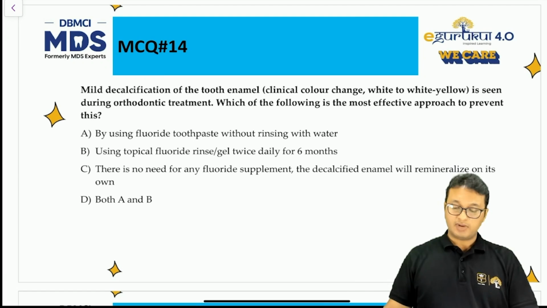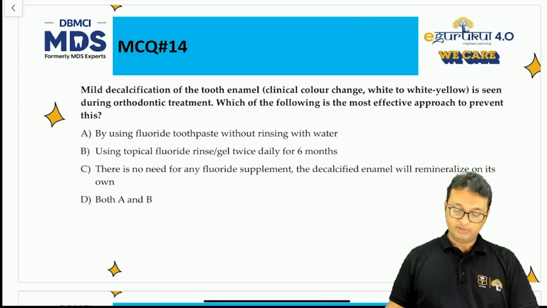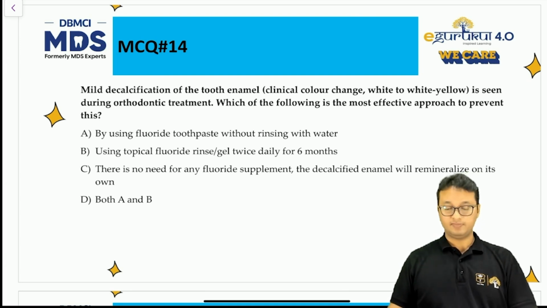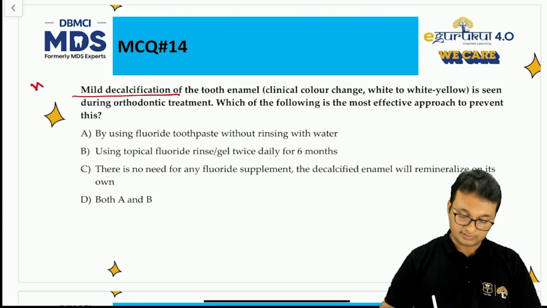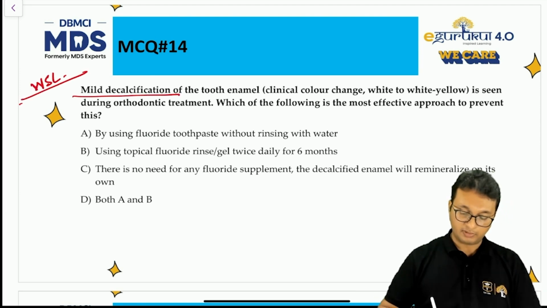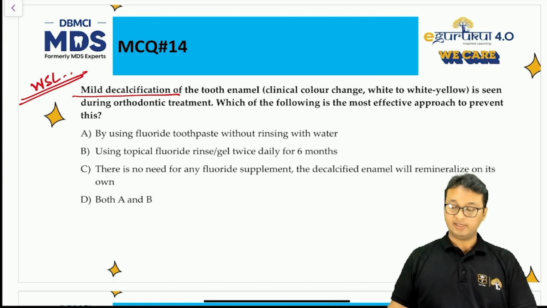Next is mild decalcification of the tooth enamel, that is clinical color change white to white yellow, seen during orthodontic treatment. Which of the following is the most effective approach to prevent this? Now we have mild decalcification, that is the starting of development of white spot lesions has occurred. Now which is one of the most clinically effective methods to prevent this?